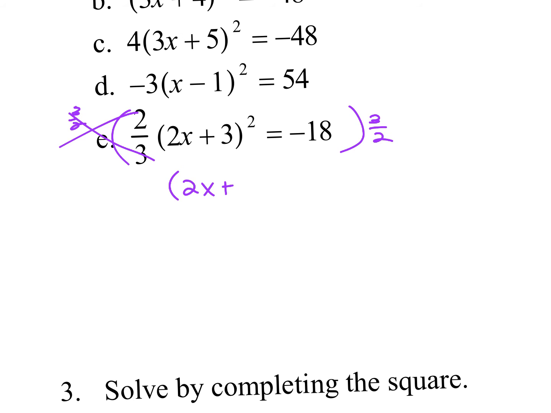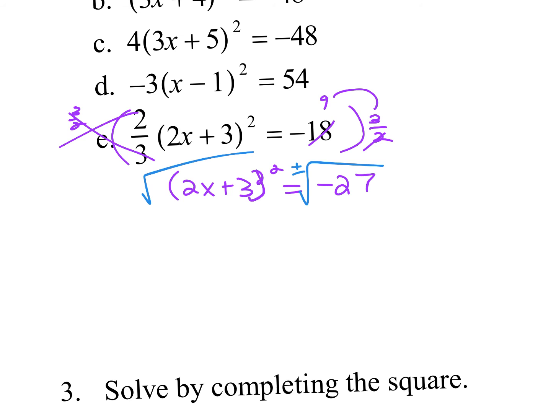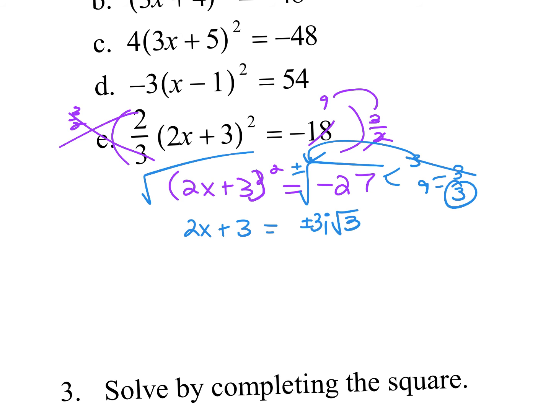I get 2x plus 3 squared equals, the 2 goes in the 18 9 times. 9 times 3 is negative 27. Then I want to square root both sides. I want to put that plus and minus in front on the right. And I get 2x plus 3 equals plus and minus. The i is going to come out. And then also this breaks down to 3 and 9 and 3 and 3, so you can bring a 3 out. So 3i, the 3 stays underneath.